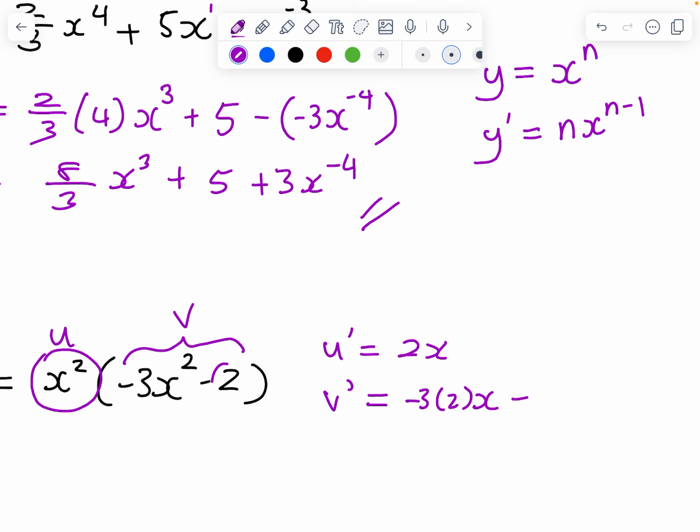And when you have a constant like 2, for example, the derivative of that will always be 0. The reason is that if you have a function that is 2, the graph would look something like this, it's constant, and the rate of change is 0. So this would be 0, and to simplify that, we get negative 3 times 2, which is negative 6x.